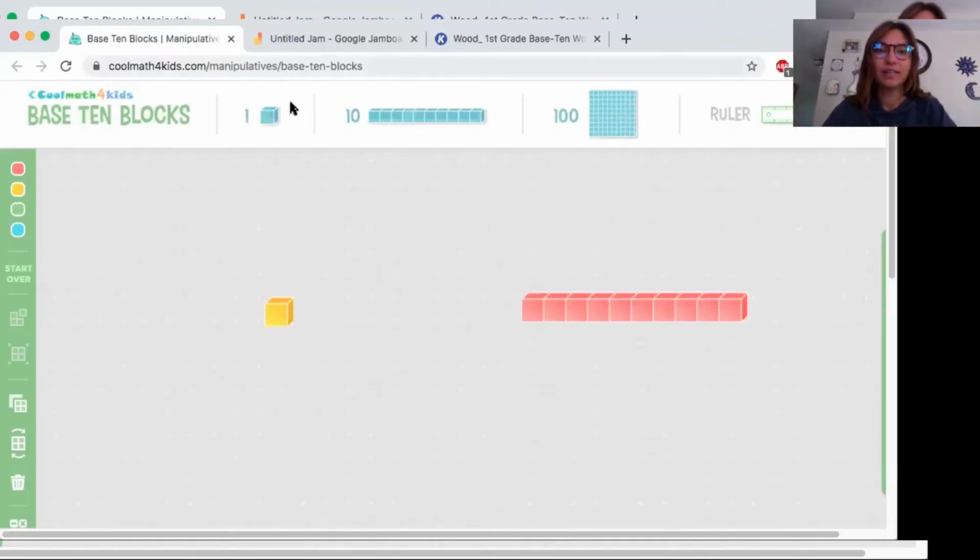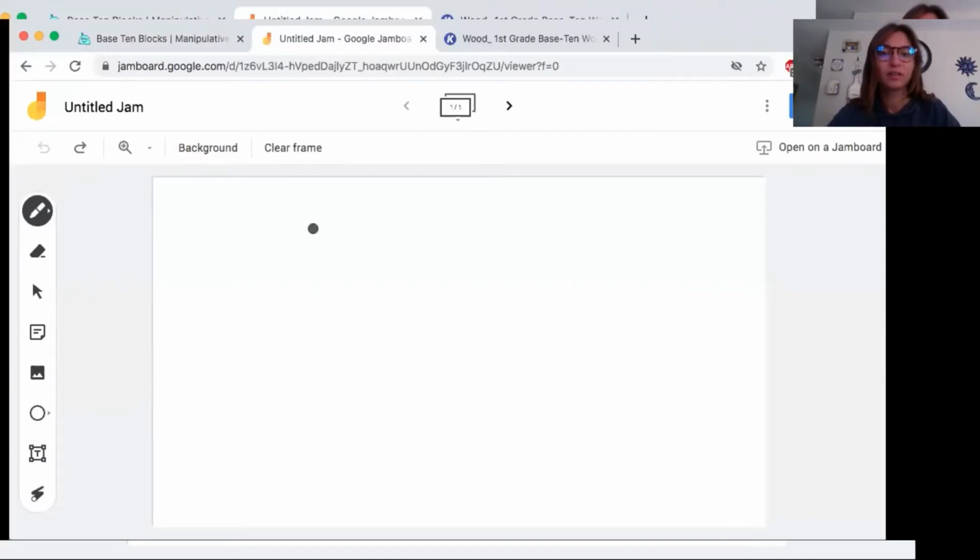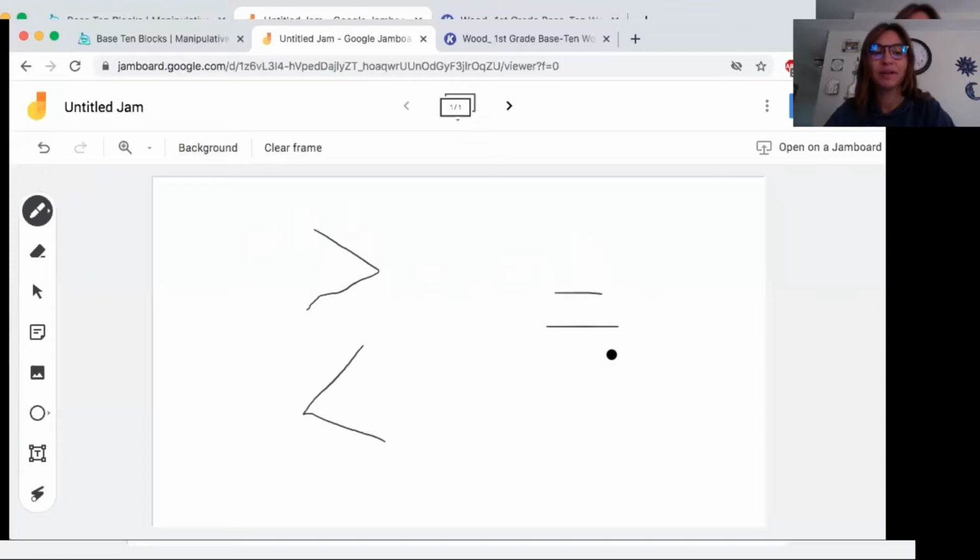Now let's write these symbols down. Let's see. Do you know what these mean? The greater than symbol means bigger than, less than means smaller than, and equal to means the same. These symbols are used to compare numbers by size.